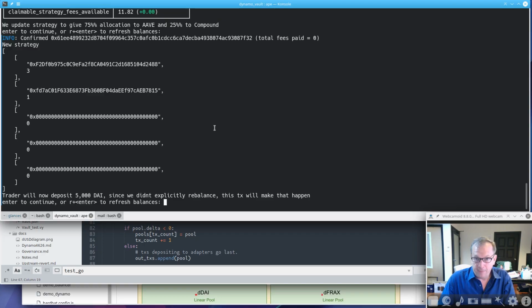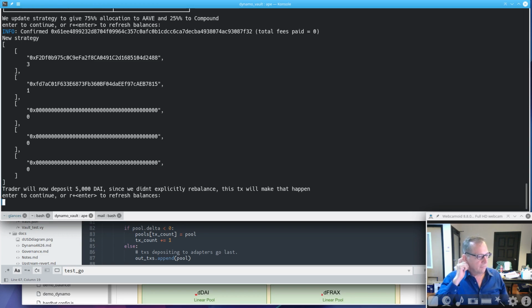And again, we haven't rebalanced yet, but what's going to happen next is the trader is going to deposit 5,000 more DAI, and this will result in a complete moving of all the assets. So at the end, we'll add the 5,000 new DAI, and there'll be money moved from Compound into Aave to balance out to a 75% ratio. Let's kick that off.